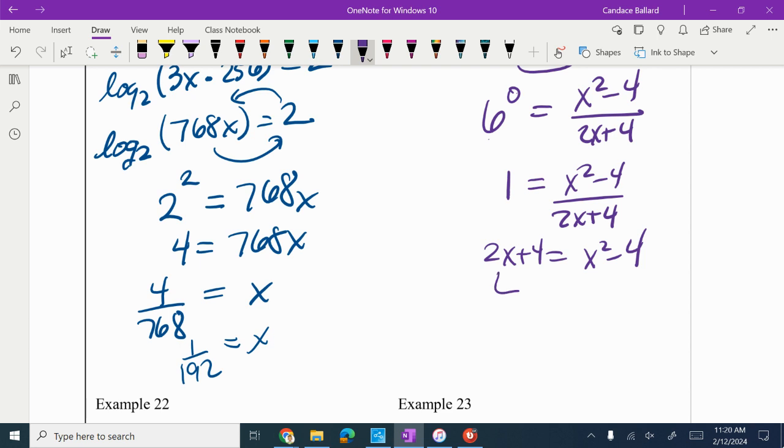All right, I've got to move the 2x to the other side. How do I do that? Subtract. So I've got x squared minus 2x, and then how do I move this 4 over? Also subtract. So 4 minus 4 is 8.